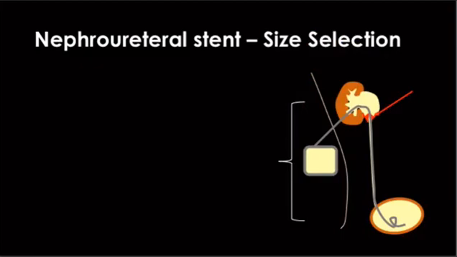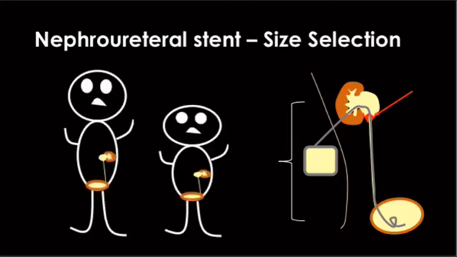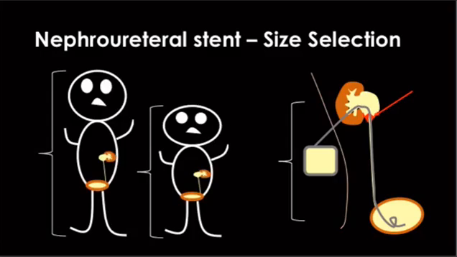So, size selection. How do you decide what size stent you're going to put in somebody? Well, believe it or not, the easiest way to do it is just height-based. Height of the patient is actually a very reliable method to decide the length of the ureter.